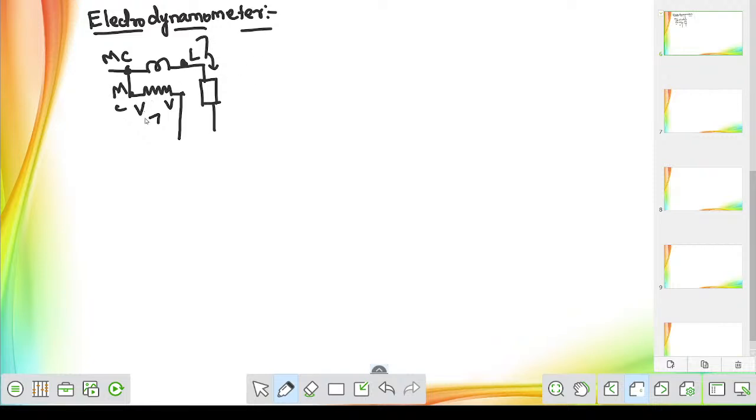Anyway, let us come to the conclusion. This is pressure coil voltage, this is current coil current. This is current coil, pressure coil. This is one type of connection. Now the second type of connection is current coil will be given, after that directly pressure coil will be connected.